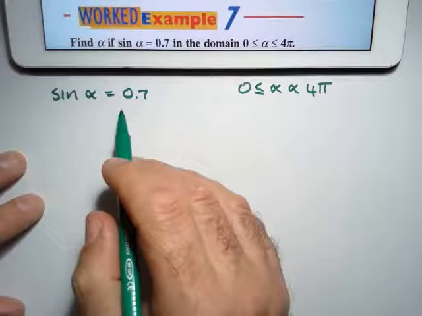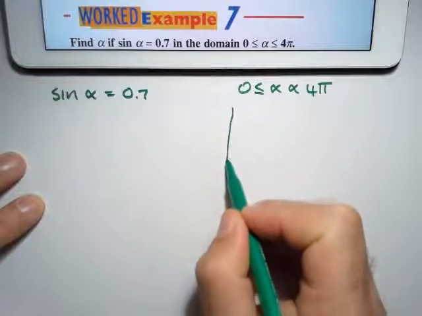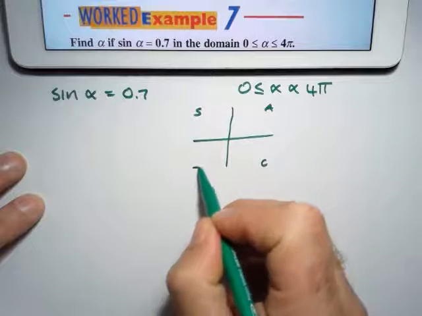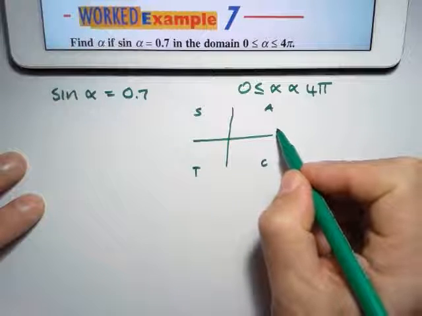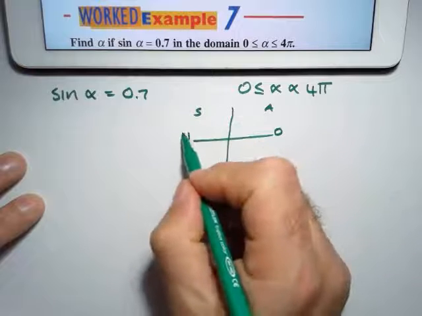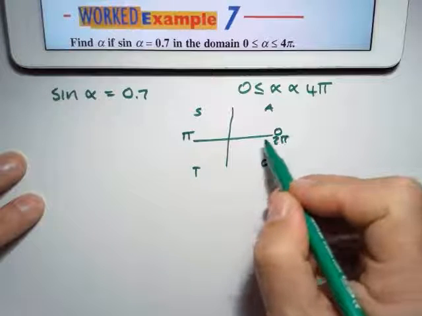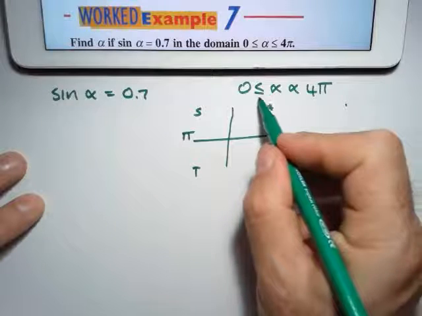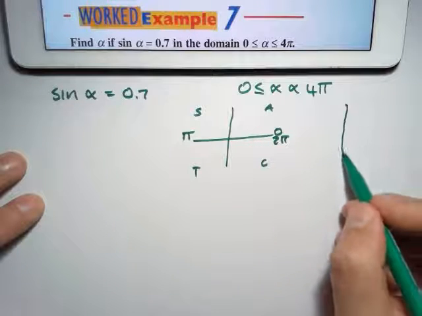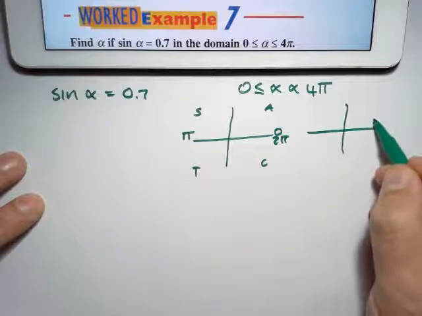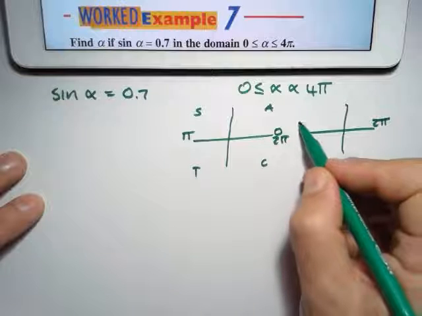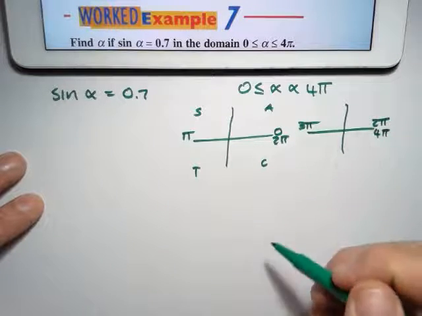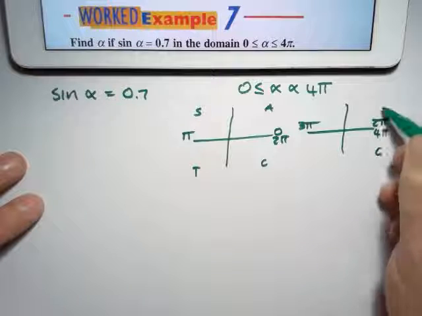So sine of alpha is 0.7. I'm going to say this is 2 rotations, so I'm going to have a CAST. For my first equation, it's going to be 0, then pi, then 2 pi. That will bring me back to the start. However, because it's from 0 to 4 pi, in the next one I'm going to start at 2 pi, then go to 3 pi, and then 4 pi, because there are 2 rotations. This is still the CAST.